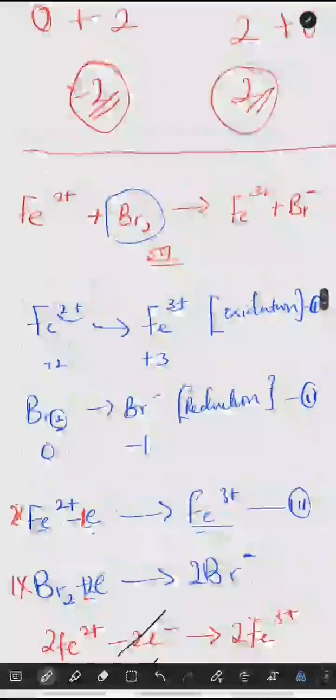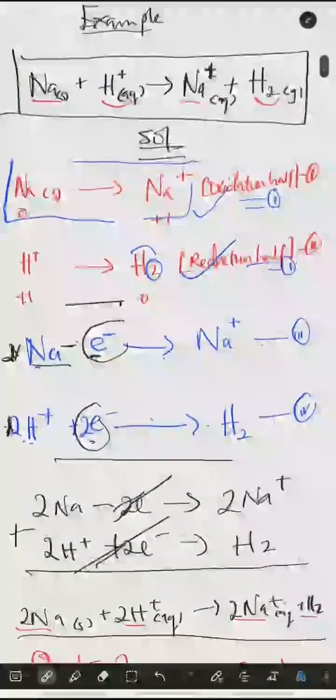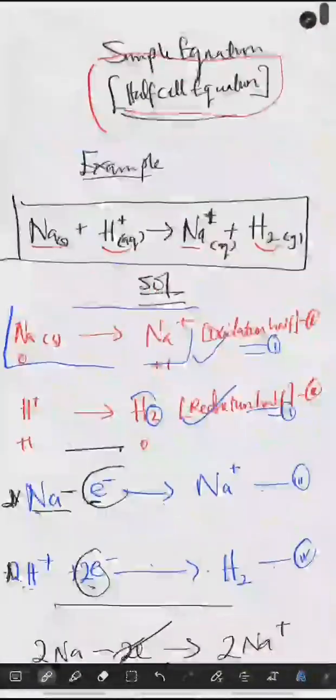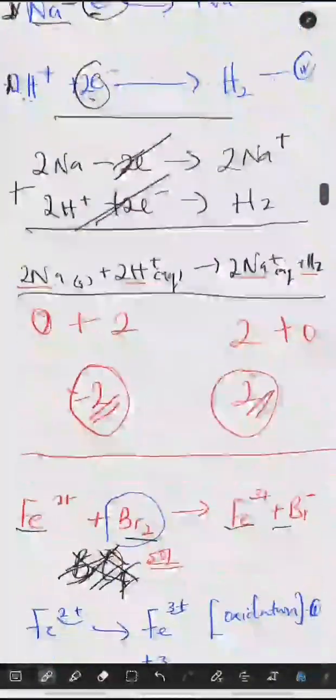And don't forget what I told you, half-cell equation can only be used for equations that involve atoms and molecules. So you can see here, you are not seeing something like BrO4, because this is a compound. The moment you are having something like this, it becomes a complex equation. So our next topic will be complex equation, how to balance redox.